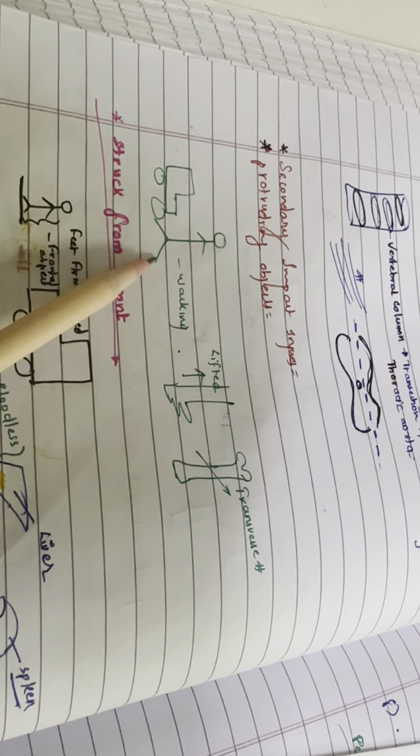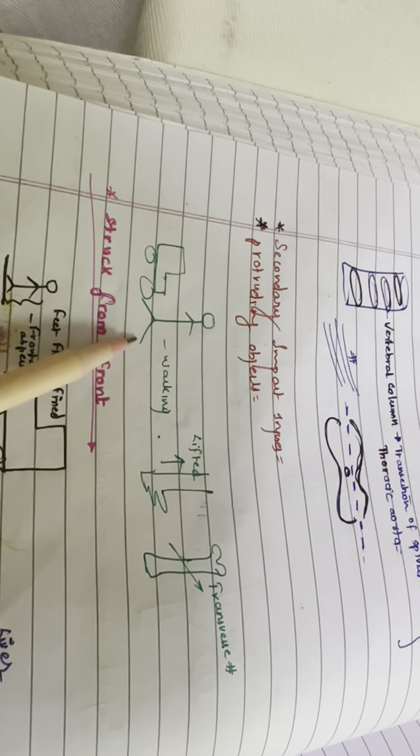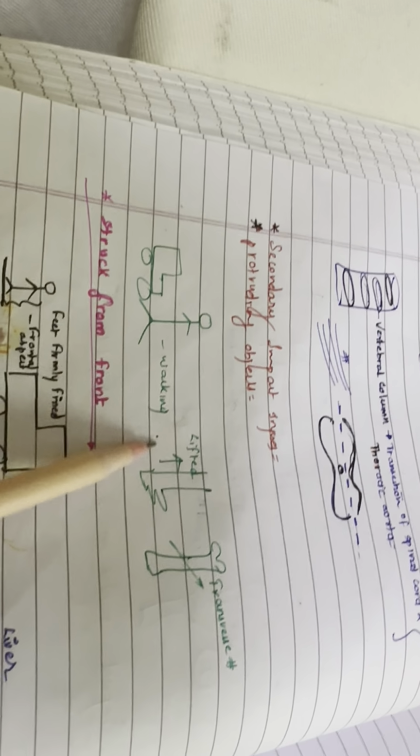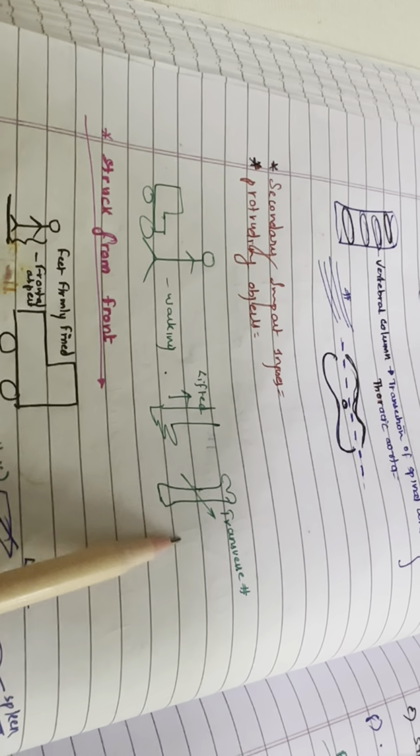Struck from behind, feet not firmly fixed, car at a high speed. This situation arises when the victim is walking. If one leg is lifted, the fracture is often transverse.